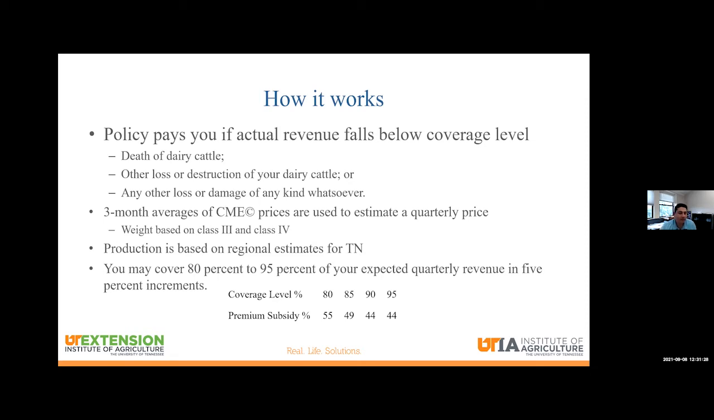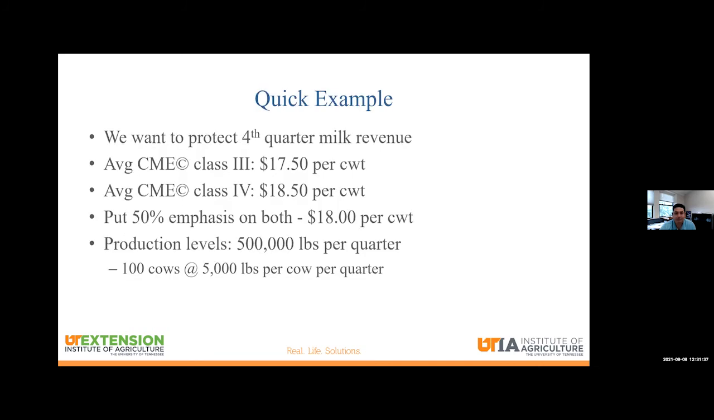If you have dairy, if you have livestock LRP, this is basically the same type of train of thought there. You just basically protect your revenue. So I'll give you a quick example. I just put the fourth quarter, but we can put any quarter. Say we want to protect our fourth quarter milk revenue. The class 3 is at $17.50. Class 4 is at $18.50. And so we want to put a 50% emphasis on both. So that gives us an average of $18 per hundredweight.